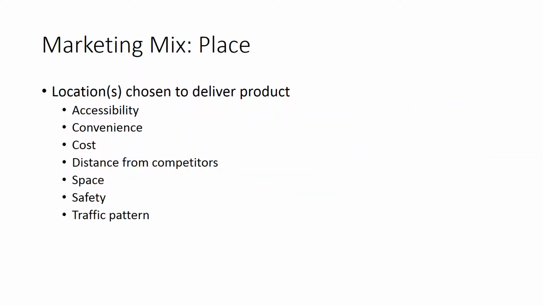The next P is place. This is where you can talk about your locations where you choose to deliver a product. What's so great about it? Well, accessibility, convenience, cost, distance from competitors, space, safety, traffic patterns, or potential things that you could be marketing.